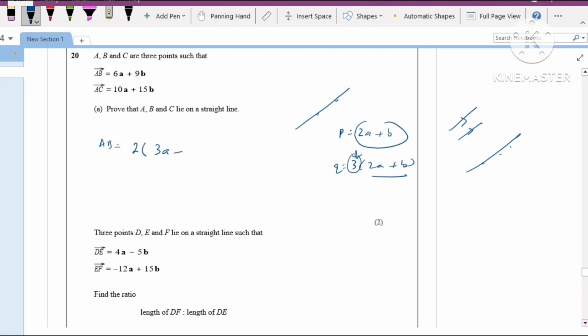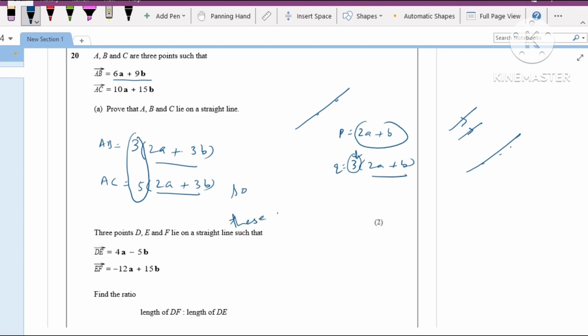I'm taking 2 common from this, sorry, 2 is not common, 3 is common, so I'm taking 3 as a common, that is 3 times 2a plus 3b. From AC I am taking 5 as a common, so 5 times 2a plus 3b. You can see that these two brackets are the same, only the difference is number. So these are on a straight line. That's it.